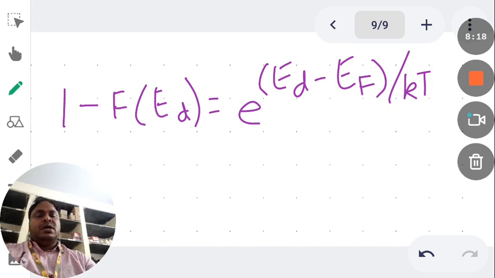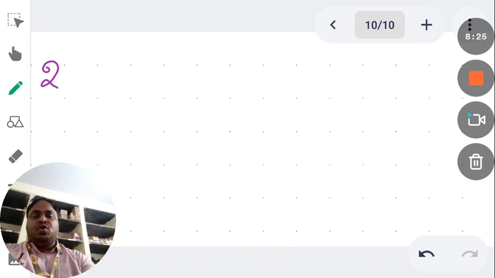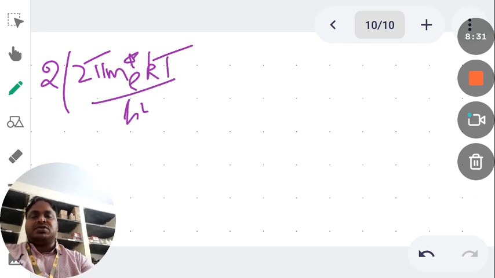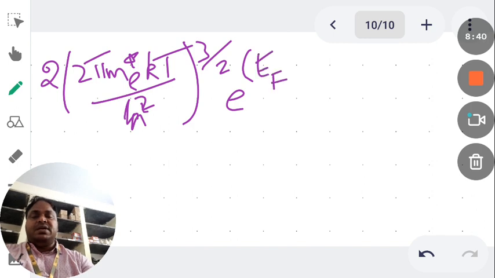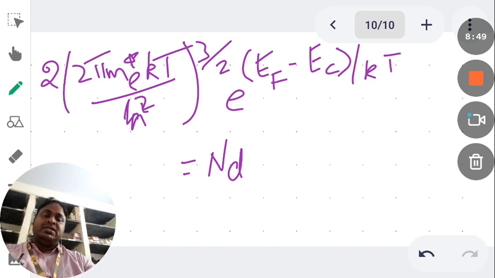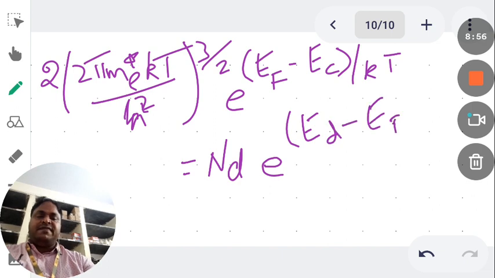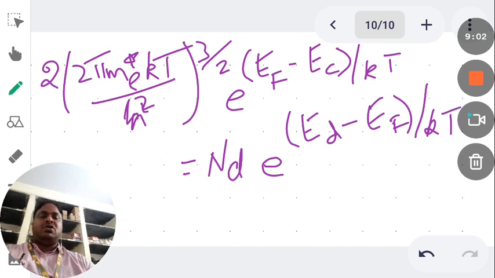Now let's equate both the equations. Now 2 into 2 pi me star KT by h square power 3 by 2 e power EF minus EC by KT is equal to ND into 1 power 1 minus F of D, where we found out that is ED minus EF by KT. Okay, now let's solve this.